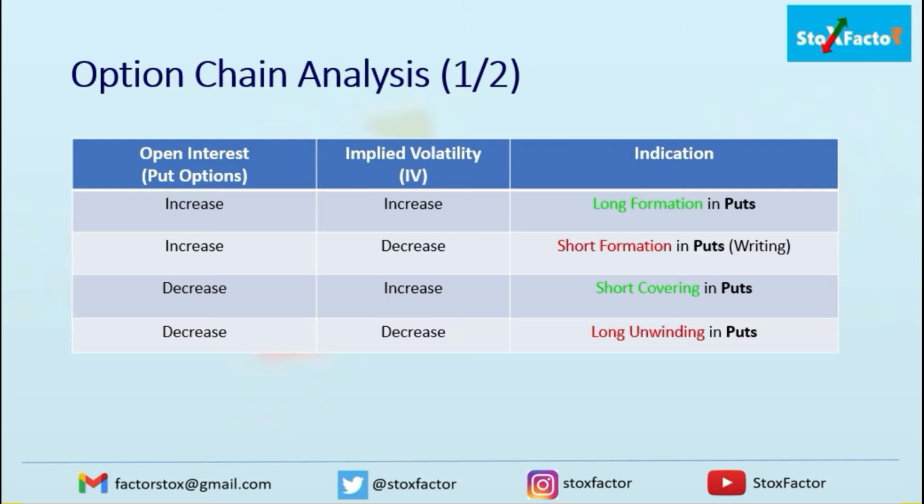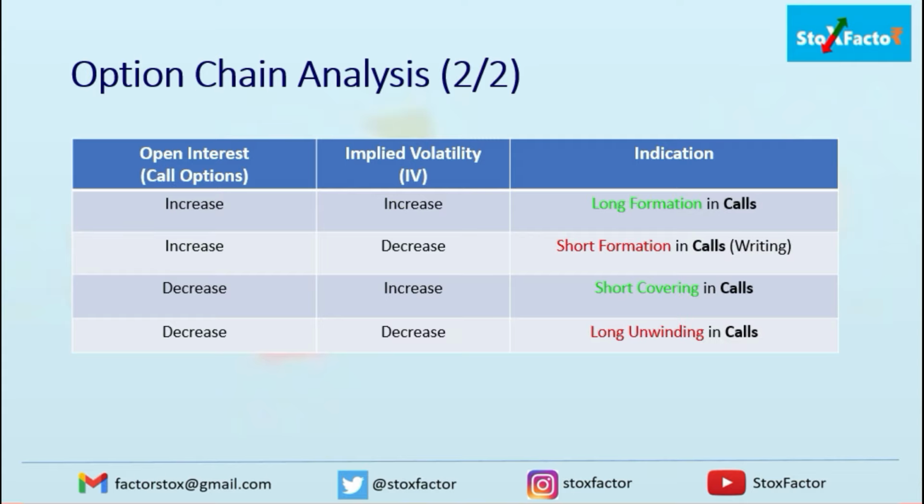Now the next scenario, put option open interest is increasing and the implied volatility is decreasing. It means writers are comfortable because they expect the prices will not go beyond this down, and they are writing the puts, selling the puts at that particular price. They are expecting the movement to go up. Now the third scenario, the put option open interest is decreasing and implied volatility is increasing, that means short covering is going on in puts, and the last case, both are decreasing, you will see long unwinding in puts. So this is the case with put options.